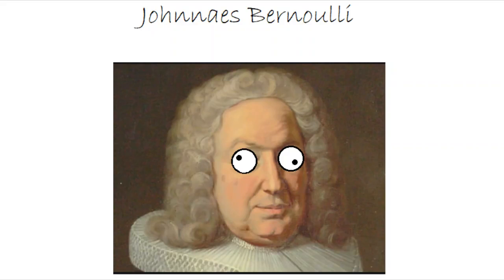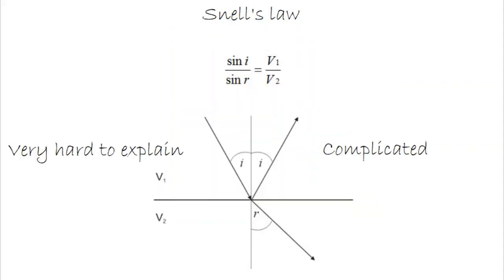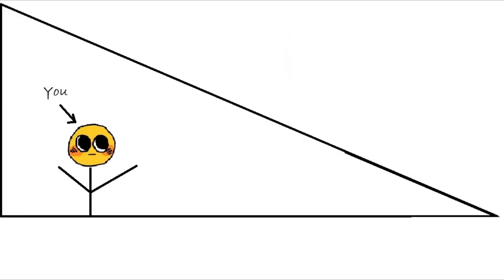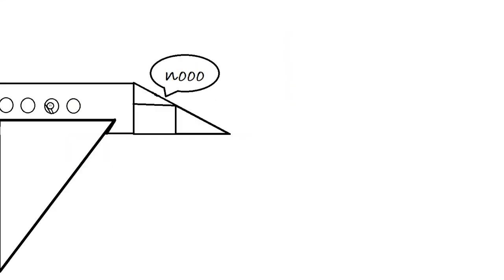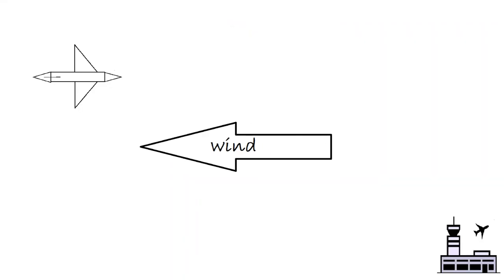This was done by using a law known as Snell's law, but this law is rather complicated and very hard to explain. So let me simplify it for you. Picture this. You're a pilot. Good job. Now, your airplane is out of fuel. Luckily, there's an airport nearby, but your airplane can only fly for the shortest distance before crashing. Now, the airplane flies faster if the wind is facing this way, but slower if the wind is facing that way.